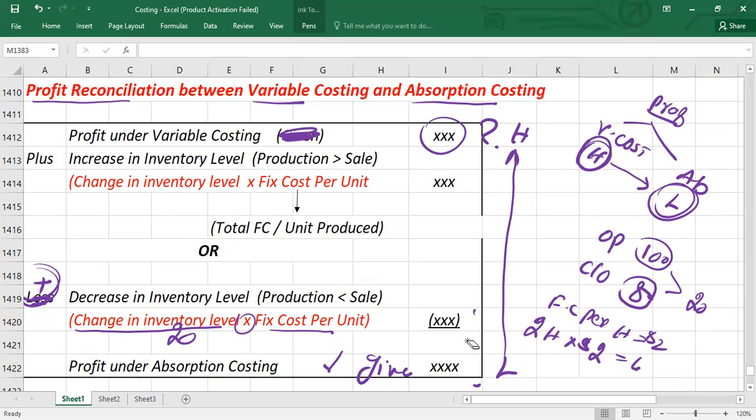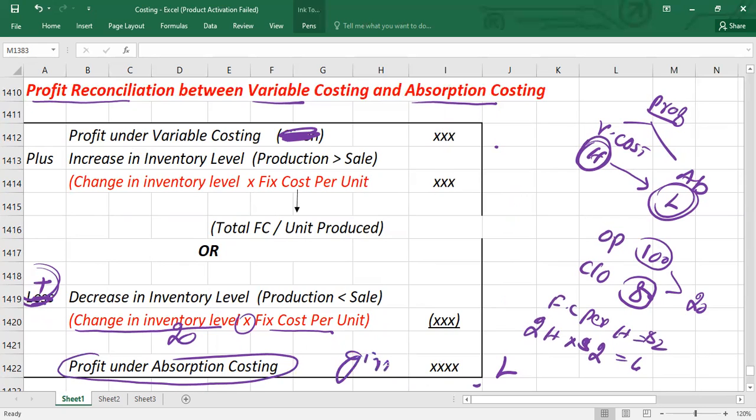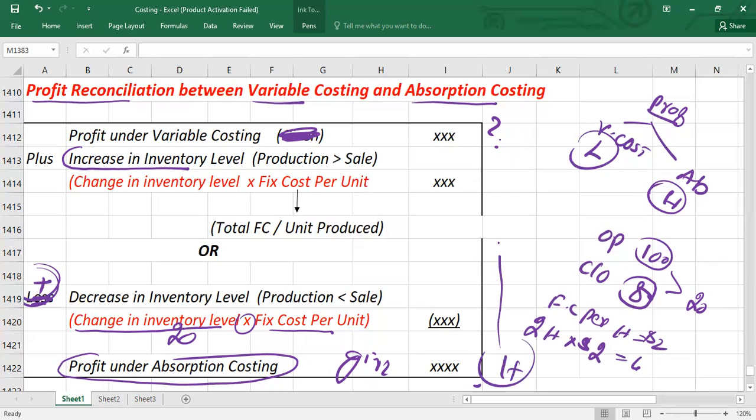Another scenario, guys. Now again, assume, for example, profit under absorption costing is given, and again you have to calculate profit under variable costing. And now the scenario is what? Increase in inventory level. You know, guys, whenever there is an increase in inventory level, absorption costing gives you higher profit and variable costing gives you lower profit. And now you are moving from the higher value to the lower value. When you want to move from higher to lower, what you need to do is minus, not plus. Now you need to minus the change in inventory level multiplied by fixed cost per unit. Change in inventory level will be like that.